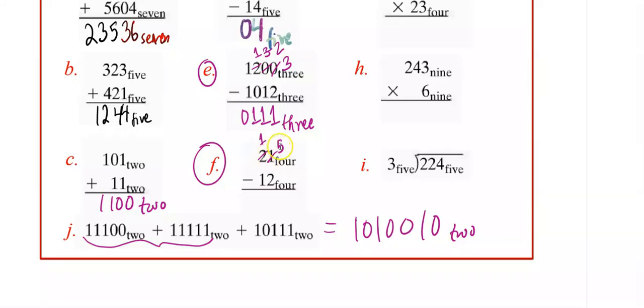Now 5 minus 2 is 3, and this is 1 minus 1, which is 0 in base 4. Makes sense? Therefore the answer is 3 base 4.